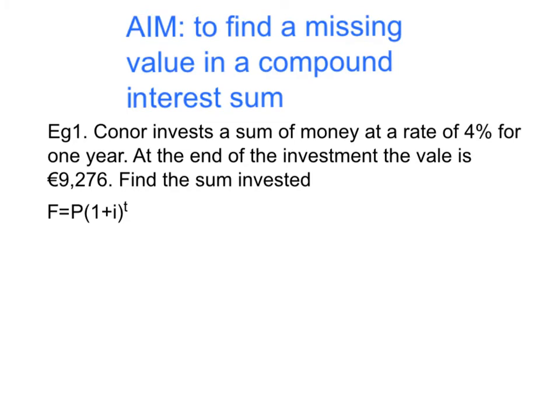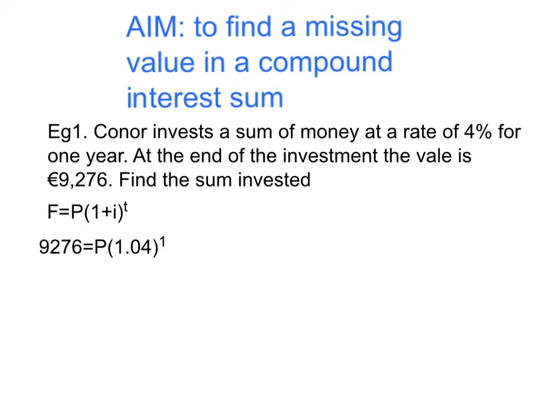So of course, remember our formula. As you can see from our formula, F is equal to P(1 plus I) to the power of t. In this case, what we have, 9276, is our final fee. So we need to find our principal. So we're going to do that now.